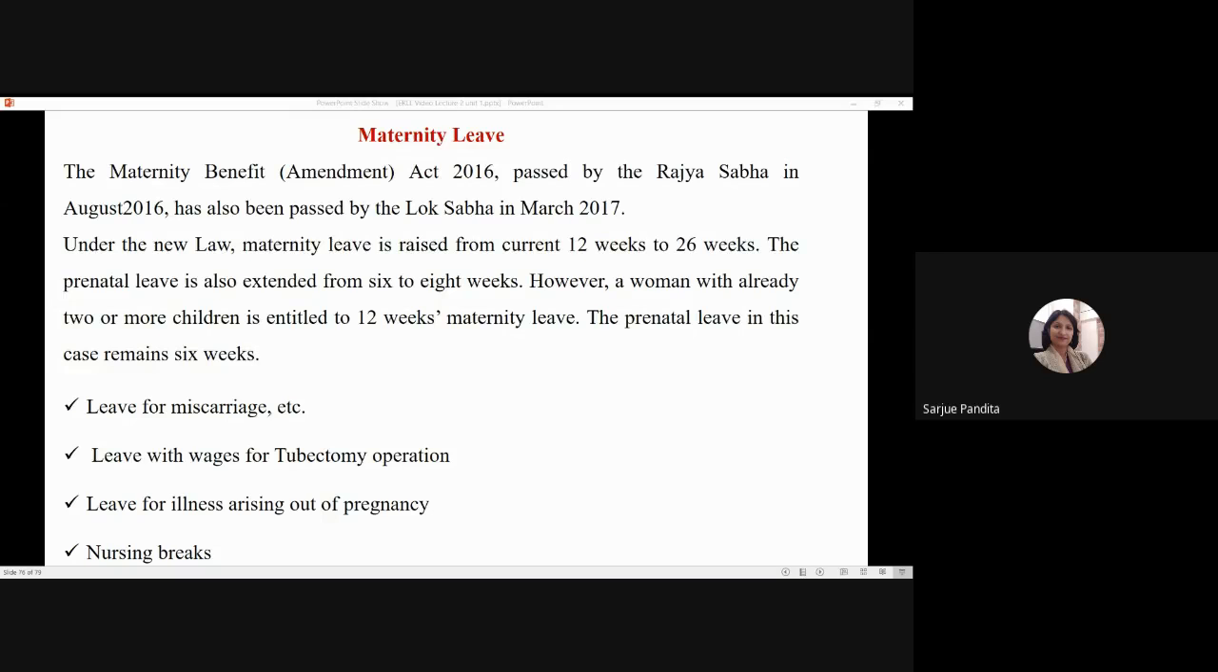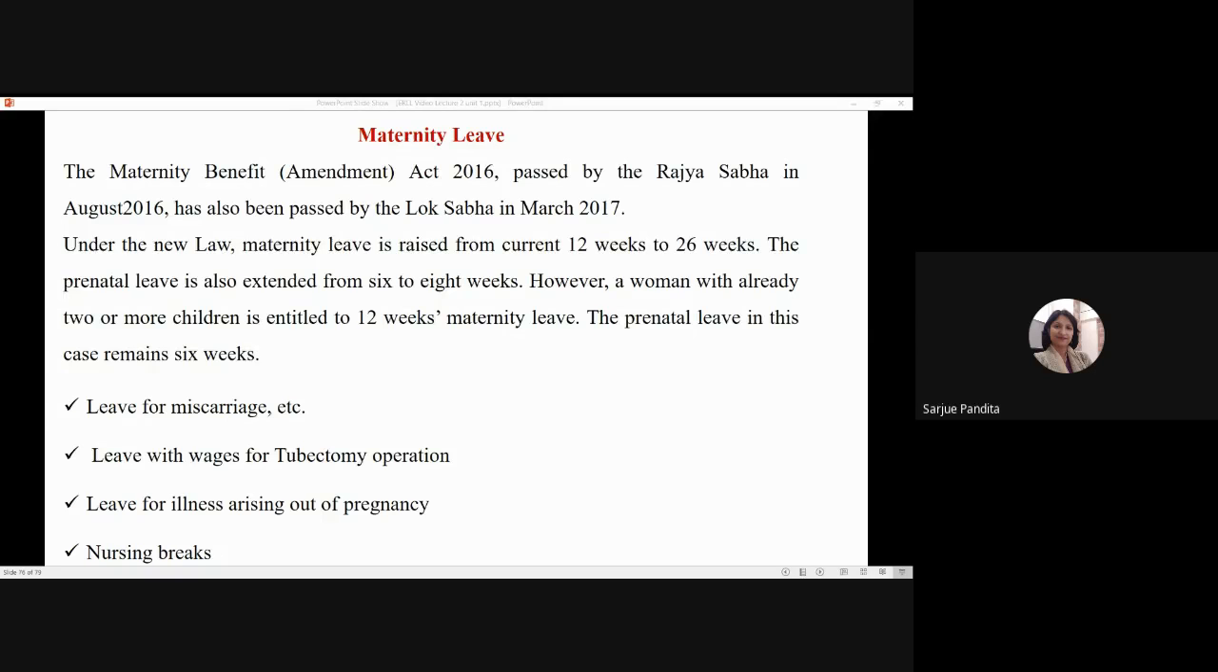In case of tubectomy operation, a woman shall, on production of such proof as may be prescribed, be entitled to leave with wages at the rate of maternity benefit for a period of 2 weeks immediately following the day of her tubectomy operation.